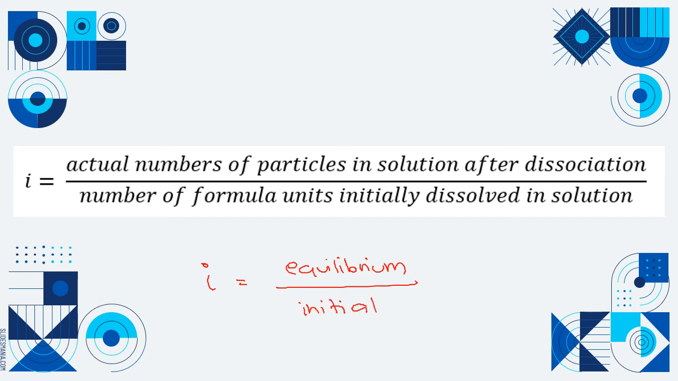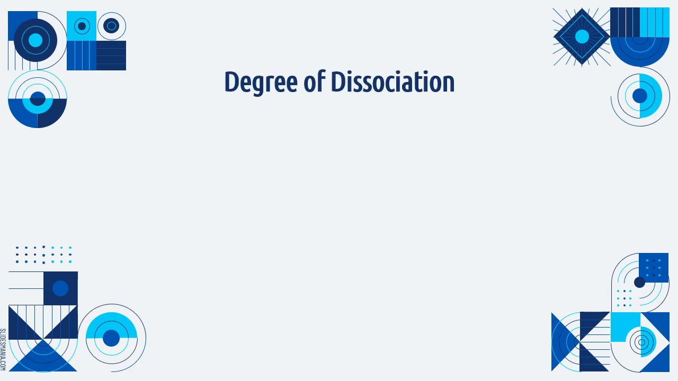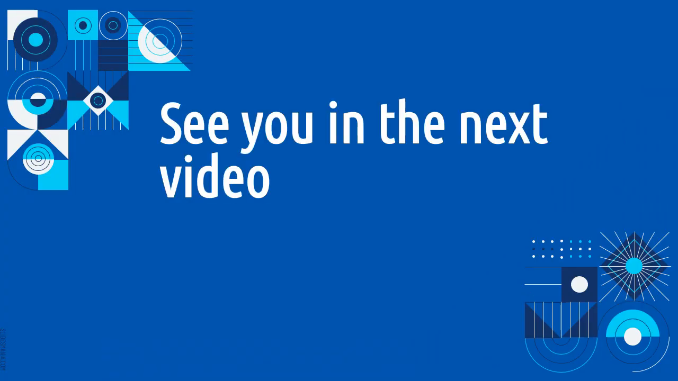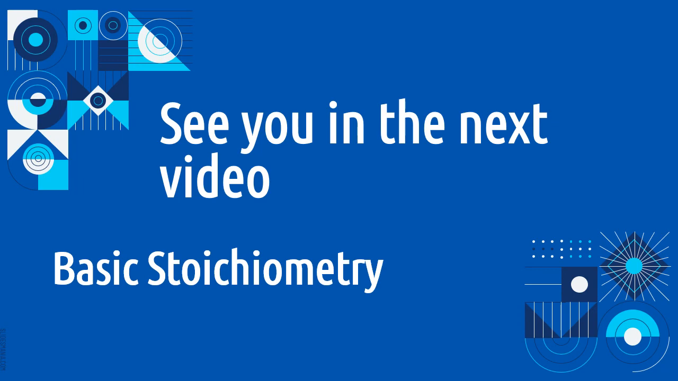Or we can also use this equation using our degree of dissociation, wherein alpha is our degree of dissociation, i is our Van't Hoff factor, and n is the maximum number of ions formed per molecule of the weak electrolyte. So how will we go about this? Well, I believe we will have to review our lecture on basic stoichiometry. See you in the next video on basic stoichiometry.